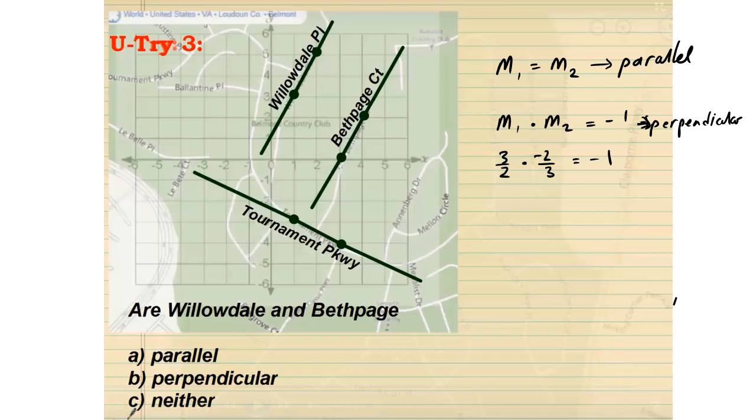Then, if two lines are neither parallel nor perpendicular, they would just be intersecting. It would be neither case. Look at the slope of these lines in this try and determine whether Willowdale and Bethpage streets are parallel, perpendicular, or neither.